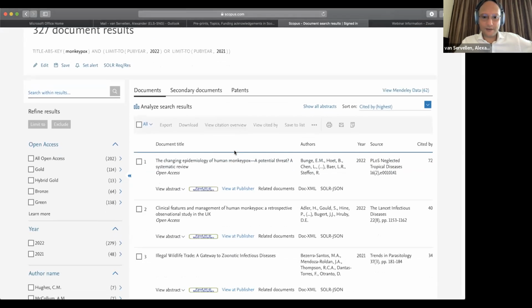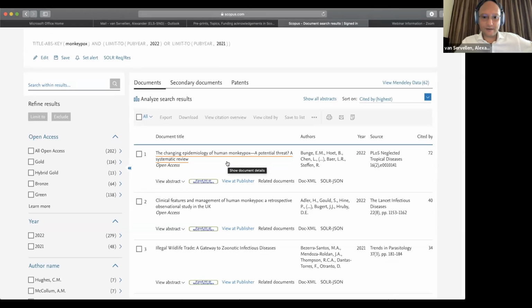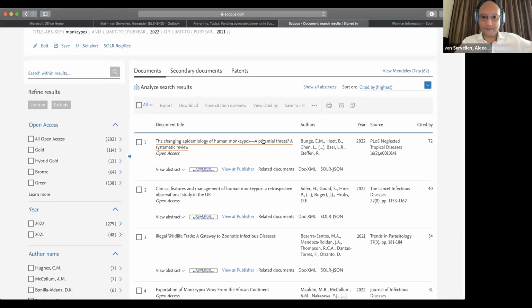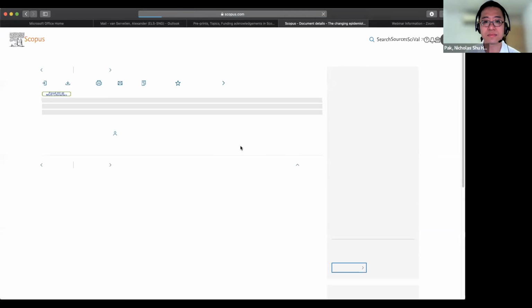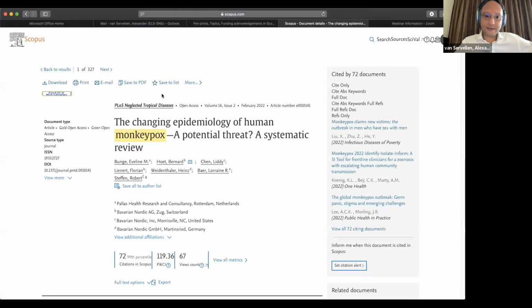Okay, this is interesting. A challenging epidemiology of human monkeypox, a potential threat, systematic review. So I'm going to open this paper. Couple things we see. This is that article page that we were talking about. Every article has this page that has the full metadata. You can see it's been published in PLOS Neglected Tropical Diseases. So that's the journal. It's published in an Open Access Journal.